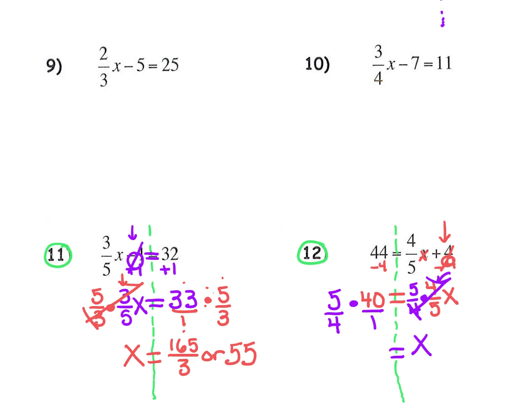Grab your calculators and punch in top times top, 5 times 40. You should get a numerator of 200, and then bottom times bottom, you should get a denominator of 4. Now pick up your calculators again and punch in 200 divided by 4. You get an answer of 50. X equals 50.